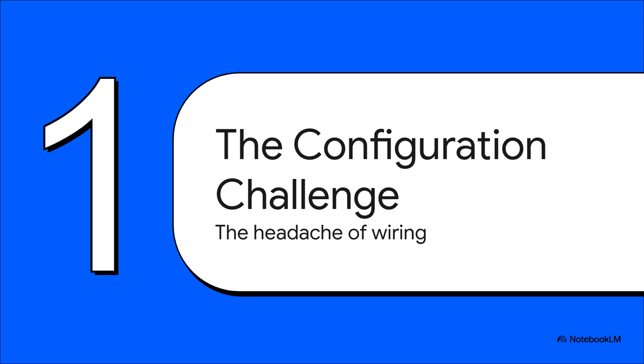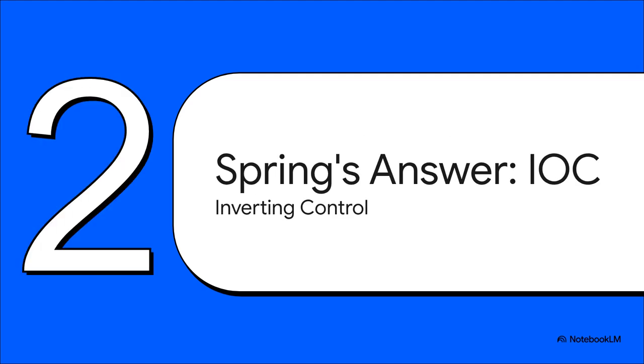This object needs that one, which needs another one, and so on. In the old days, you, the developer, had to manually create every single object and then connect all the dots yourself. It created this giant tangled mess of code that was an absolute nightmare to test and even harder to maintain. So, along comes Spring with this revolutionary idea, a concept called inversion of control, or IOC. And honestly, this is the absolute bedrock of the entire framework.